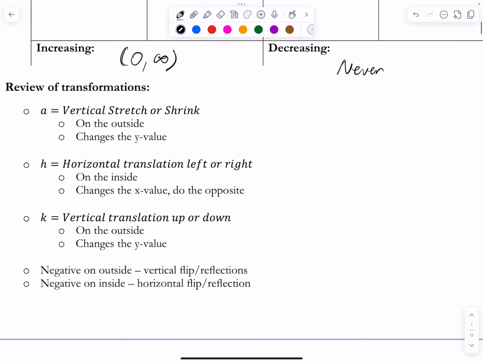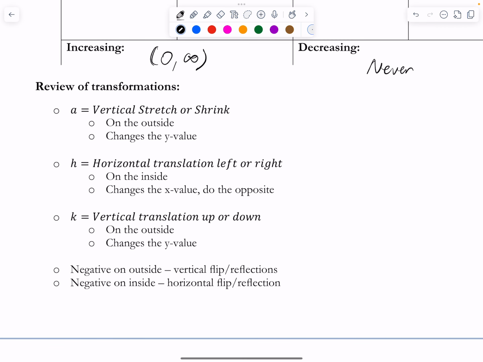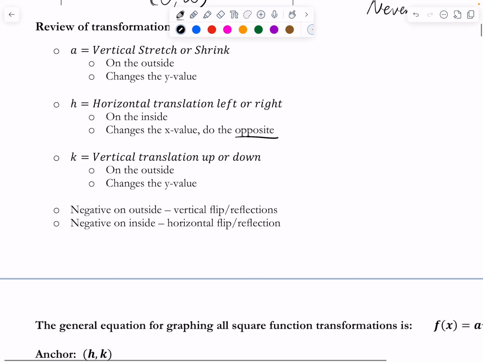Okay, just a quick review of our transformations. Remember, if you're changing the outside of the radical, that's a vertical stretch or compression or shrink. If you're adding or subtracting on the inside of the radical, that's going to move it left or right. Got to make sure you think opposite here. For the vertical translation, shifting up and down, that's just the number, usually at the end. You can get tricked if they put it in the front, but I usually put it at the end. Adding and subtracting: plus is up, minus is down. And then we will have one, I think, where we have a vertical reflection or flip.